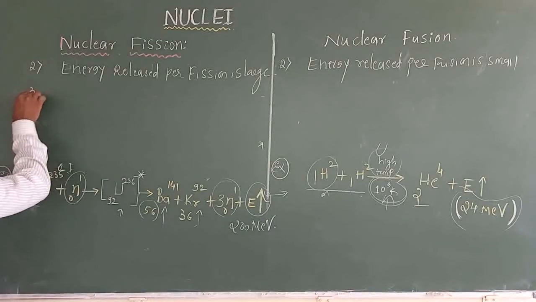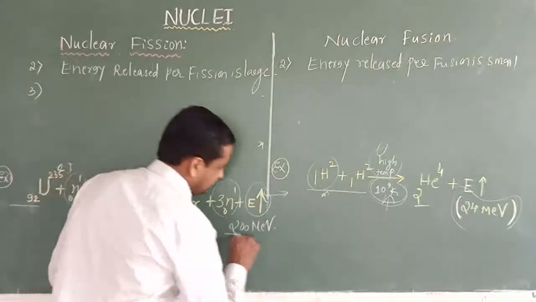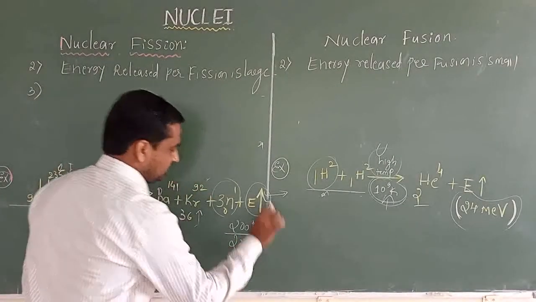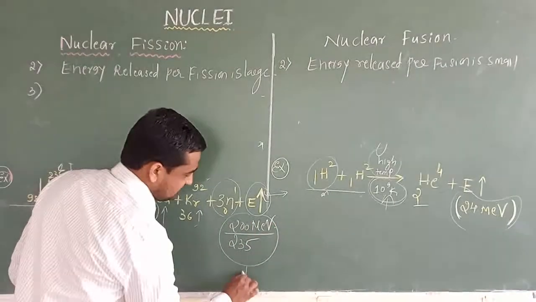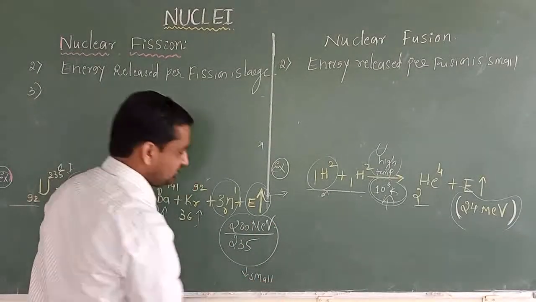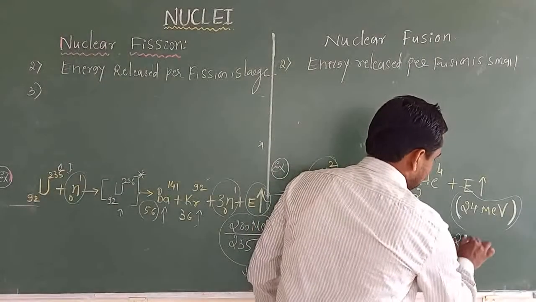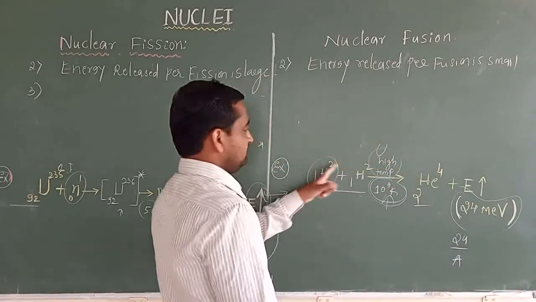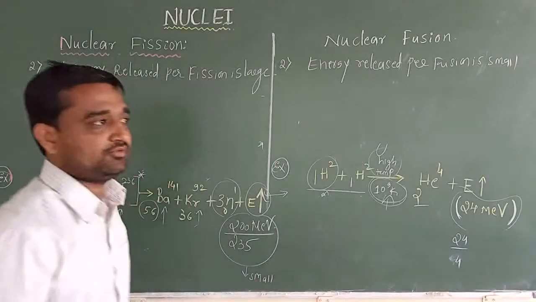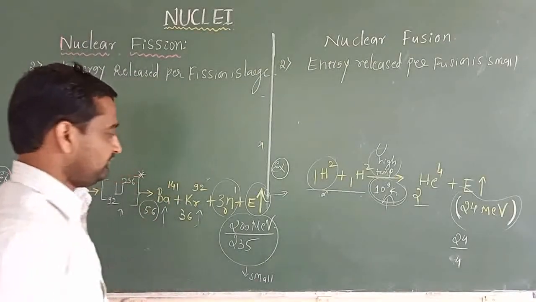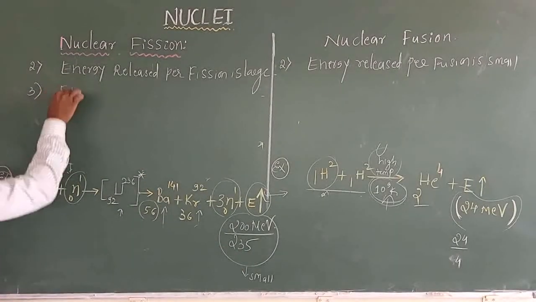Now the next difference you can write is the energy released per nucleon. Here, 200 divided by its atomic mass number, you will get a very small amount of energy, so it is 0.20. But in case of fusion, 24 divided by the total number of nucleons, which is 4. In fission, the total number of nucleons you consider is 230. So energy released per nucleon is small.